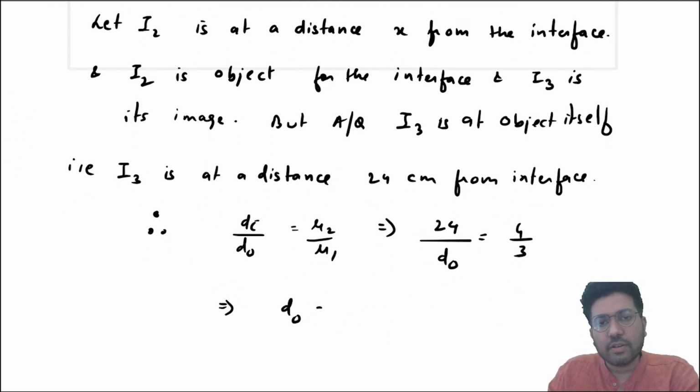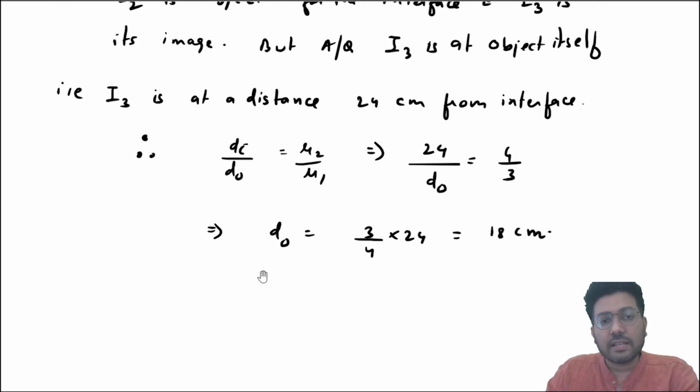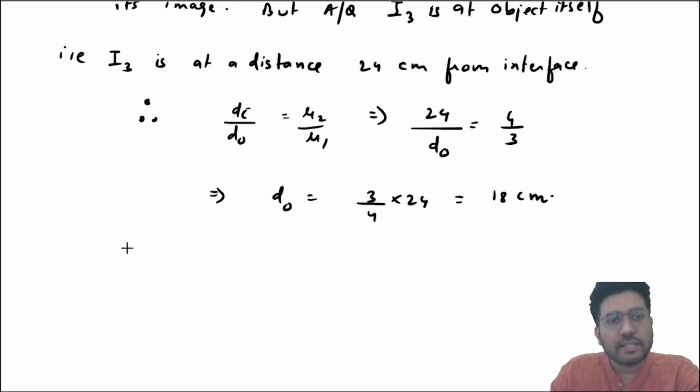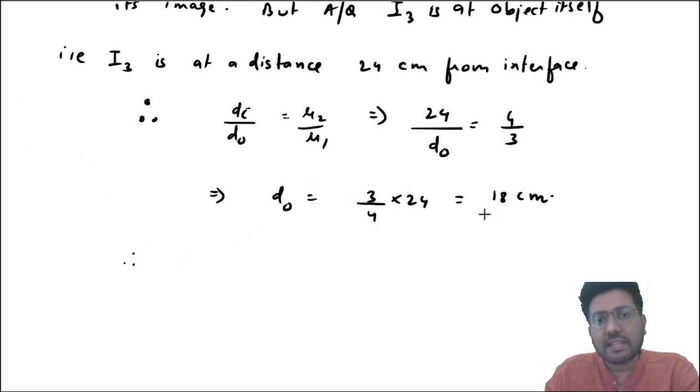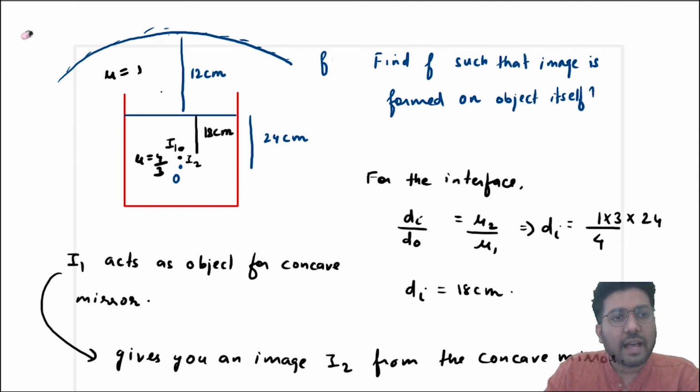Do is equal to 3 by 4 into 24, and again you will see that I get 18. Do is I2. So I2 is at a distance 18 centimeter from the interface. That means x is equal to 18. Now if x is equal to 18, that means the position of I1 is same as I2.